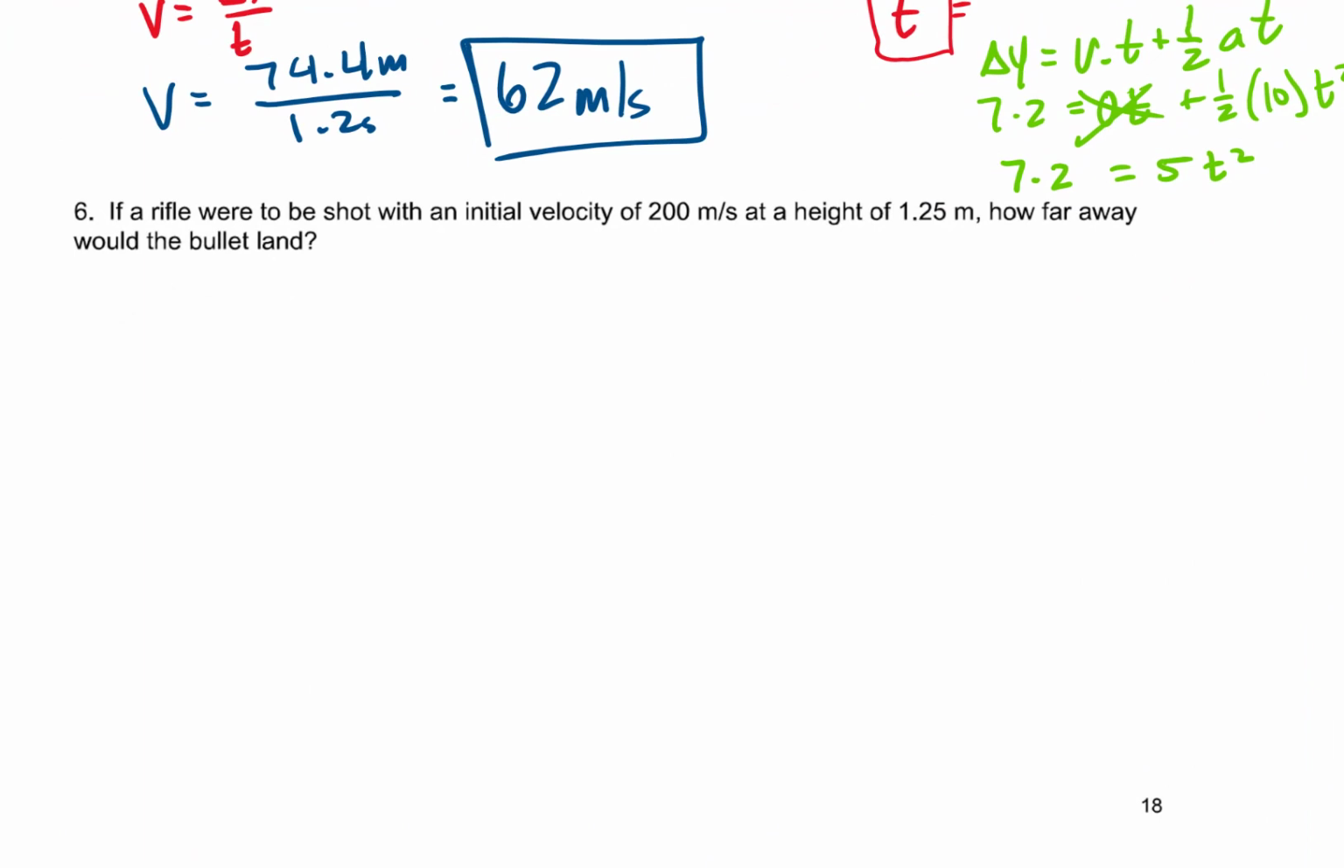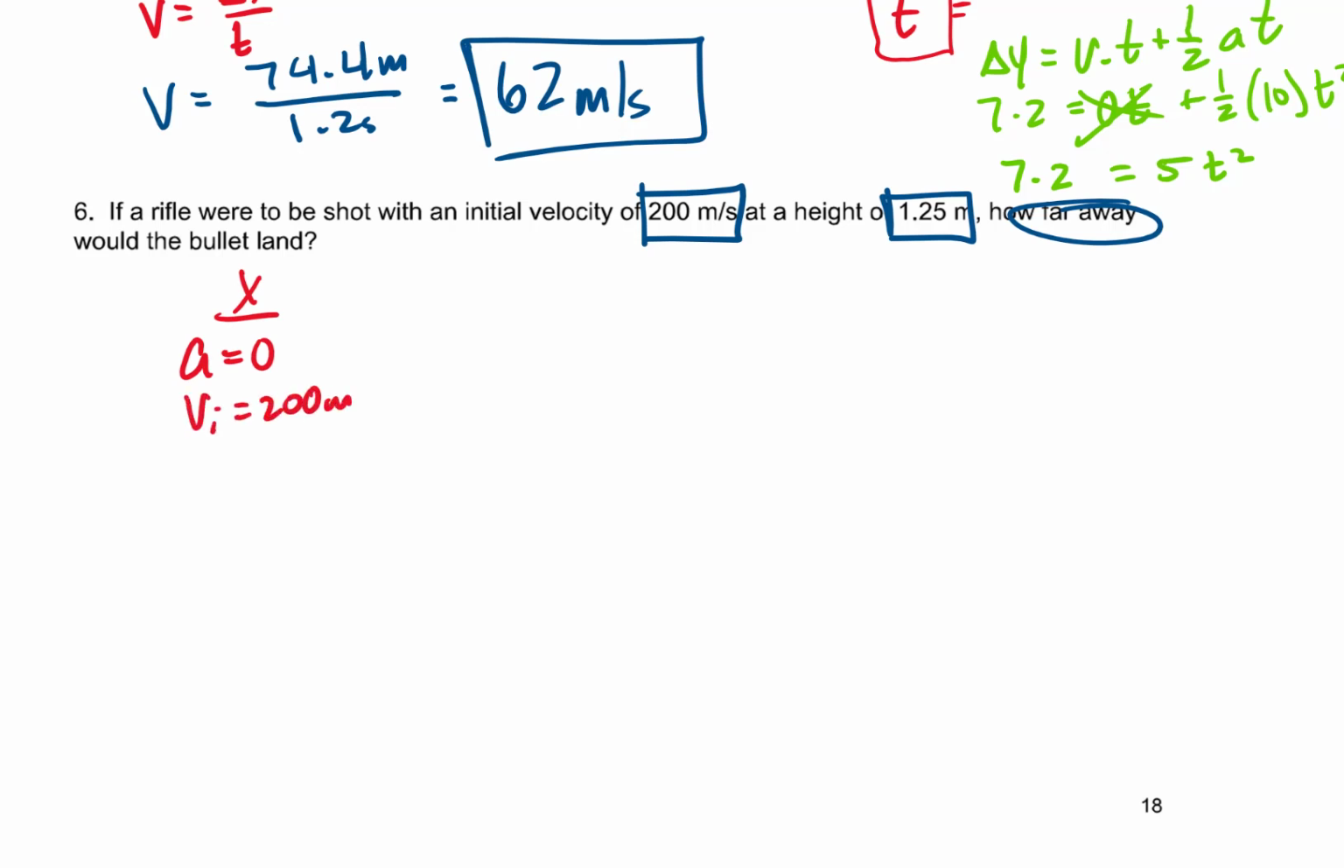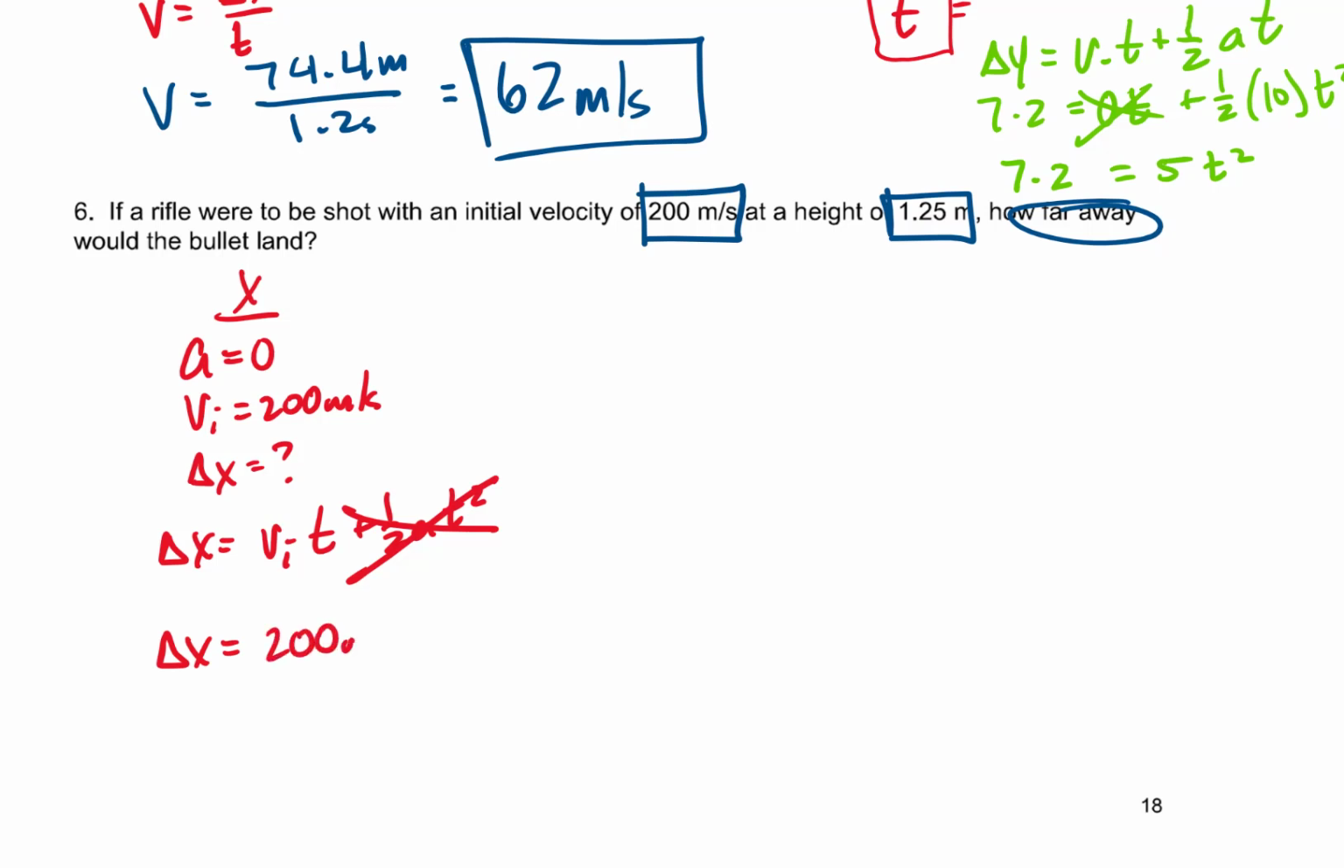Same kind of thing. Our height is 1.25 meters. Our initial velocity is 200 meters per second, and I want to know how far away. So in the x direction, the acceleration is 0. The initial velocity is 200 meters per second, and we want to know the delta x. But in order to find that, we need time, because delta x is velocity times time plus 1/2 acceleration times time squared. The acceleration is 0, so that whole part goes away. Delta x is initial velocity, 200 meters per second, times the time, but I don't have that yet. So I need to go over to the y direction.